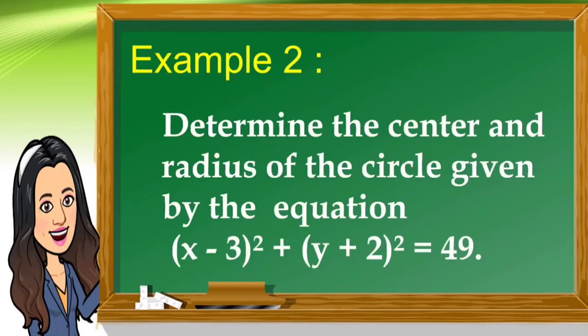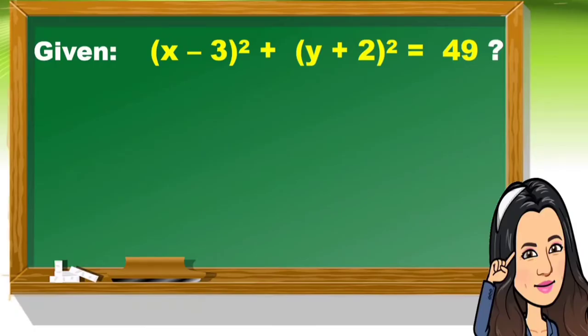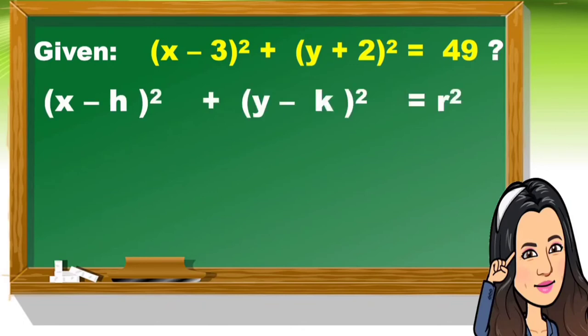Example number 2. Determine the center and radius of the circle given by the equation the square of the quantity x minus 3 plus the square of the quantity y plus 2 is equal to 49. So this is our given equation. Recall that the standard form of the equation of the circle is the square of the quantity x minus h plus the square of the quantity y minus k is equal to r squared. Because from this, we can easily see the center and the radius of the circle.